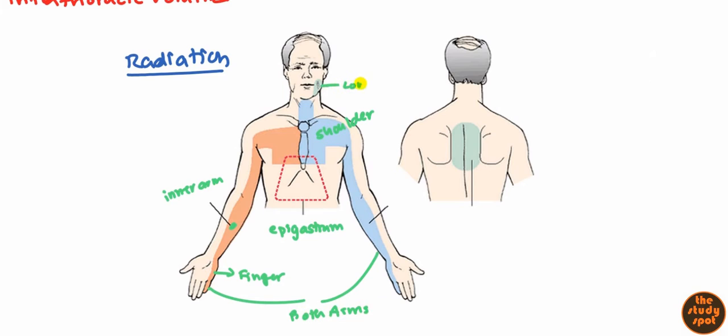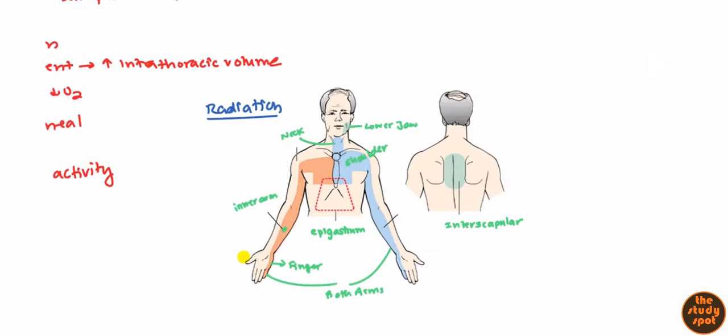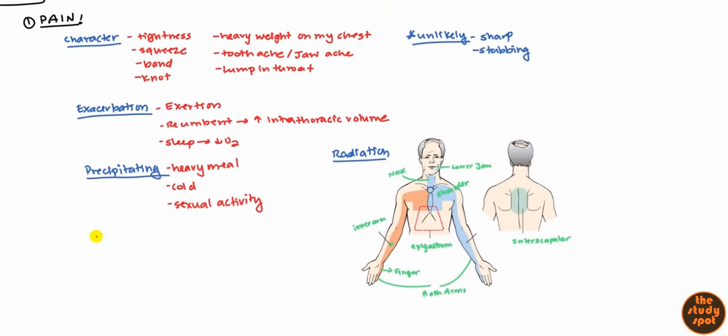On top of that, you also can get it in the lower jaw. However, the upper jaw is uncommon, and you can also get it into the interscapular space in the back. And finally, this can also present in the neck. So these are the areas where the pain will be referred to. And with any of these, again, you definitely want to take into high consideration that this might be coronary artery disease.